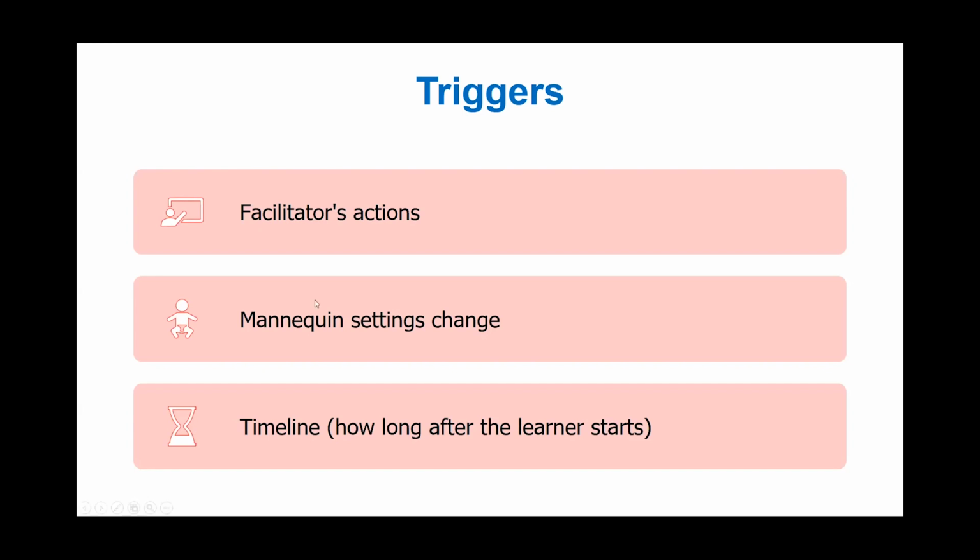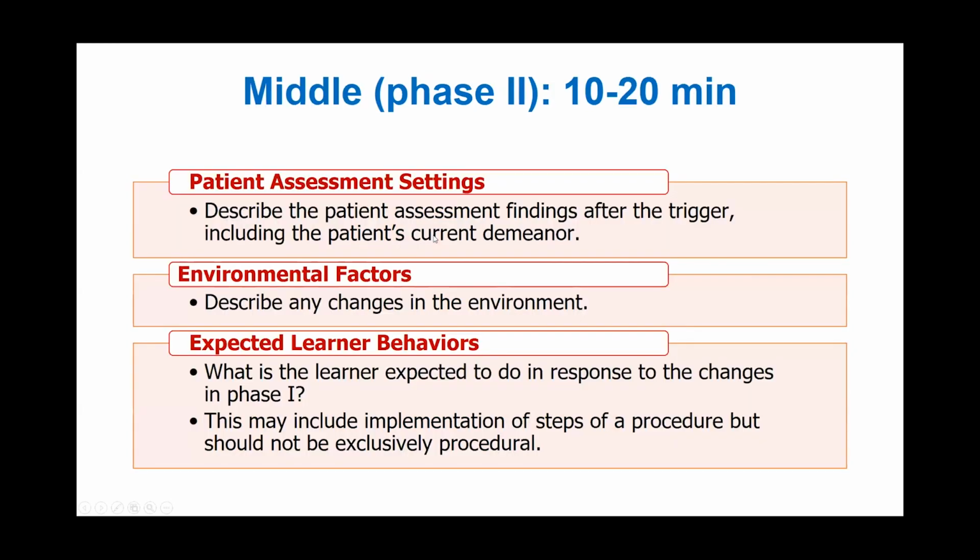For example, the facilitator might say, this is your patient with acute severe asthma. He's more distressed now, and his vital signs are, his saturation is dropping, his pulse rate is increasing. Or maybe a timeline. After 5 minutes, you're expected to do so and so. All this could be a trigger. And that will take you to the middle phase of the scenario.